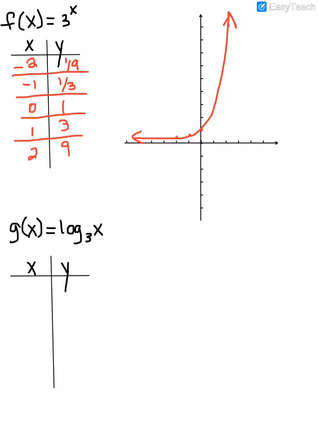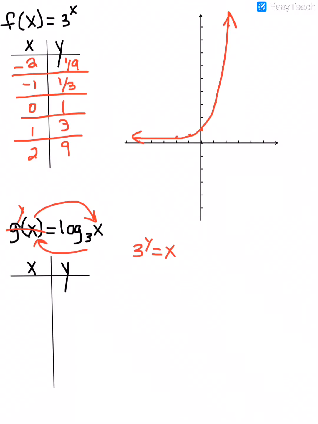Now let's do the logarithm. Well, I can't just look at the logarithmic form of the function and figure out how to graph it. So I'm going to change it to its equivalent exponential form. So remember the way that we change this to an exponent: we take the base, we raise it to this power, and it equals the argument. Okay, so I'm going to change the g of x to y. So 3 to the y power equals x. That would be the equivalent exponential form of this logarithm.